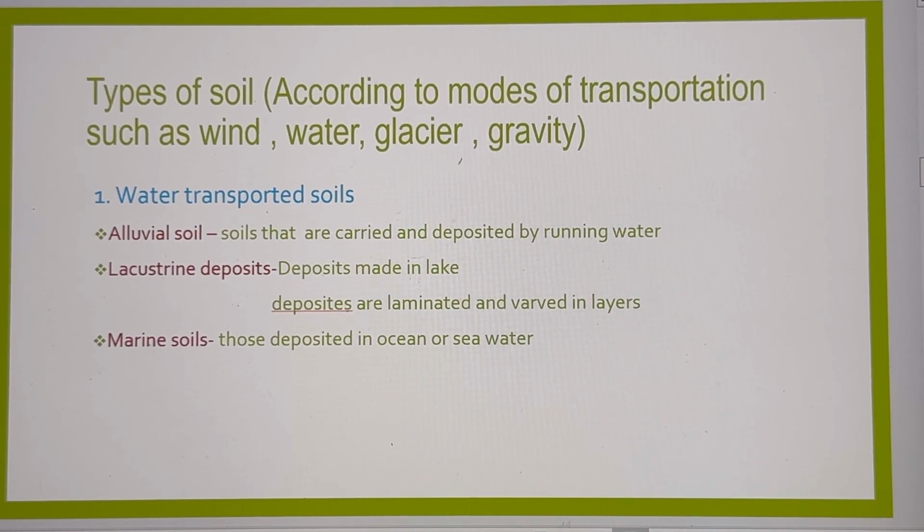Now first one is the water transported soils. First is alluvial soil, soils that are carried and deposited by running water. Then lacustrine deposit, that is deposits made in lakes, and deposits are laminated and found in layers. Then you have marine soils, those deposited in the ocean or sea water.